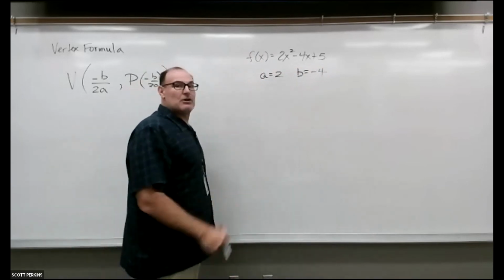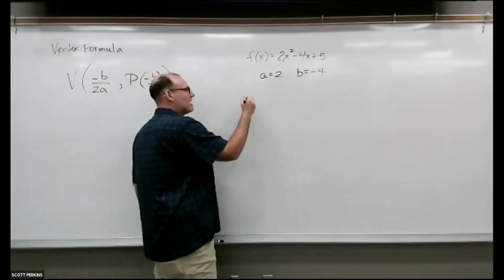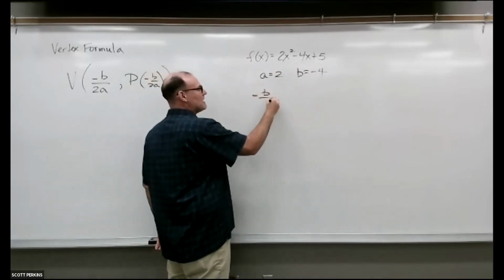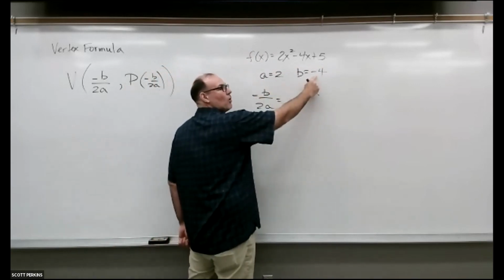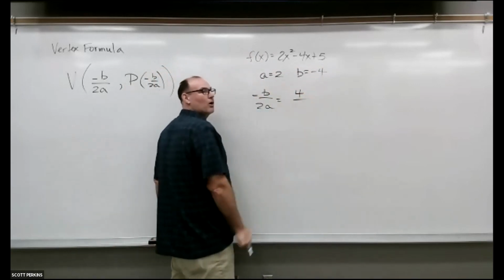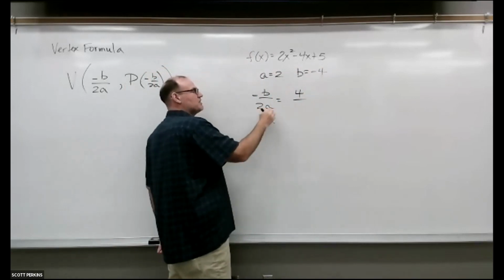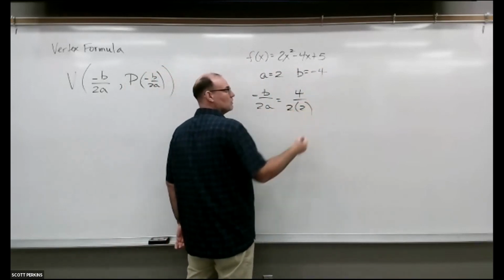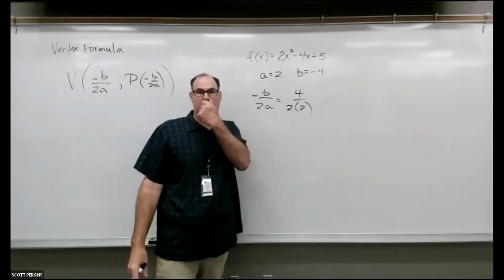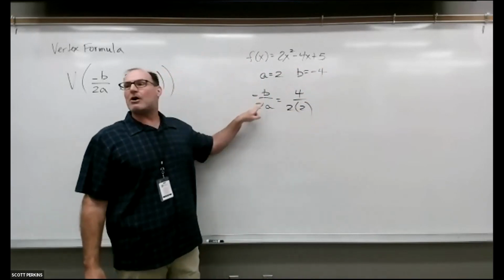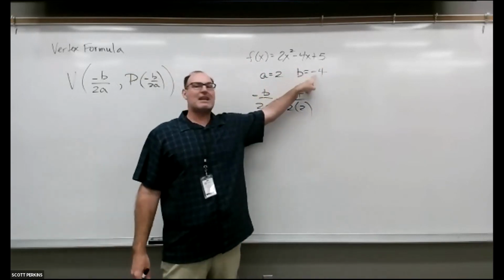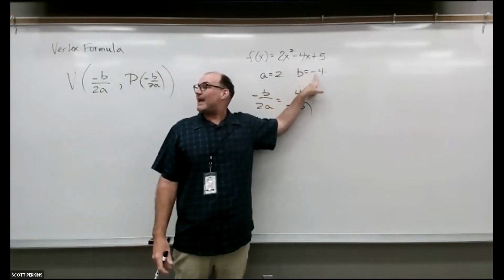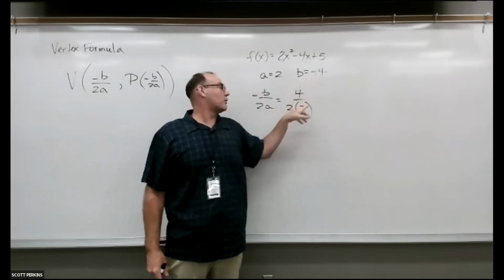So the x value of my vertex is going to be negative b over 2a. So that's negative b, so negative 4, that is 4, over 2 times a, so 2 times 2. Negative b over 2a: this negative is part of the formula, and this negative was the value of b. So a negative and a negative make a positive, in case you're wondering where the sign went.